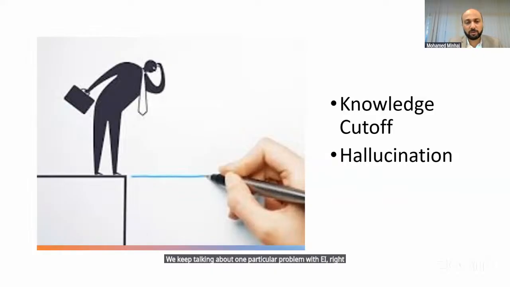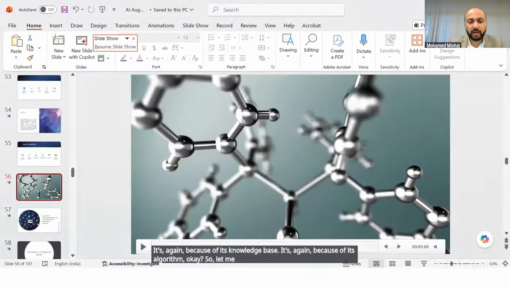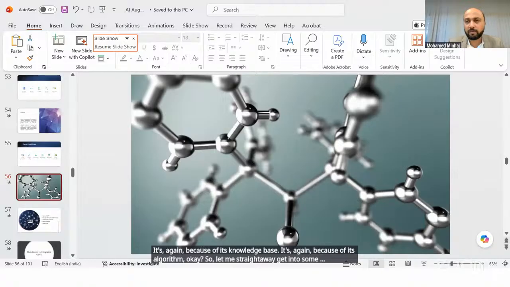Okay, so we keep talking about one particular problem with AI, right? About hallucination. How does it really come about? It's again because of its knowledge base. It's again because of its algorithm. Okay, so let me straight away get into some demonstration here.